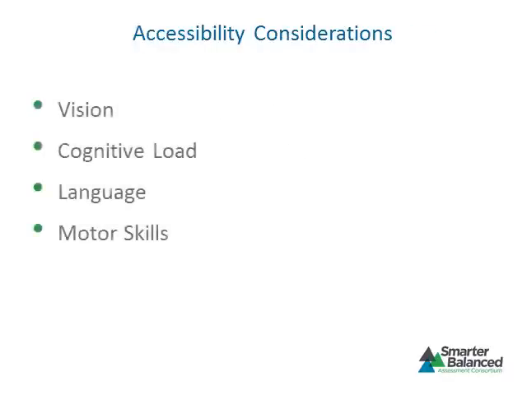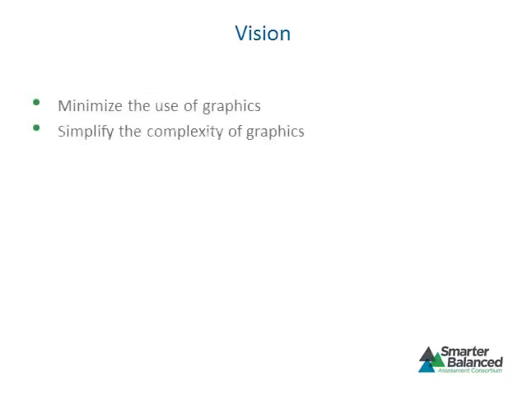To help guide the item writing work, there are four important accessibility challenges educators should consider as they develop and review items and performance tasks. The first category focuses on vision. It is important to remember that the visual acuity of students who will be assessed using the Smarter Balanced assessments will range widely. To improve accessibility for students with vision needs, three useful guidelines are: minimize the use of graphics, simplify the complexity of graphics, and simplify the complexity of tables.